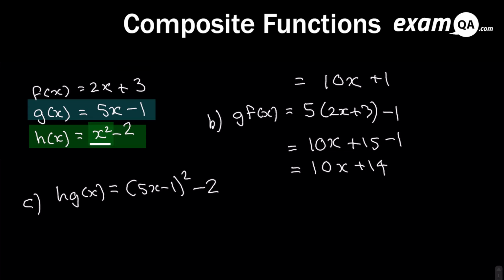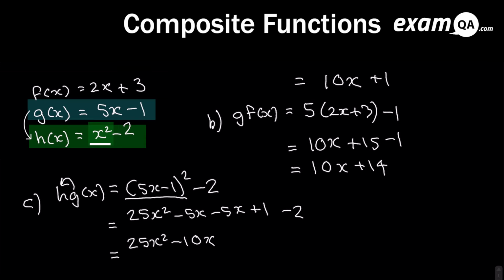So you simply have the h function, but where there was an x, you've just replaced it with g, and that's your h(g(x)). So I'll just show you here, you're just simply putting the g function into the h function. Now you just simply need to open it up and tidy it up. And there we have our h(g(x)).